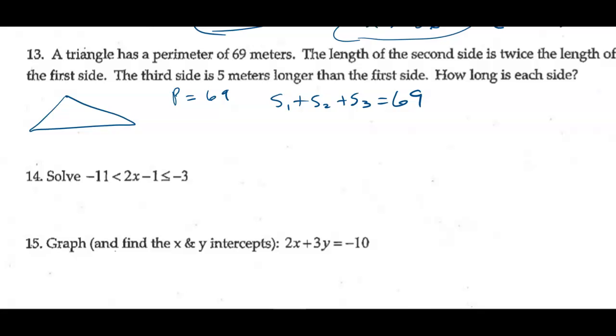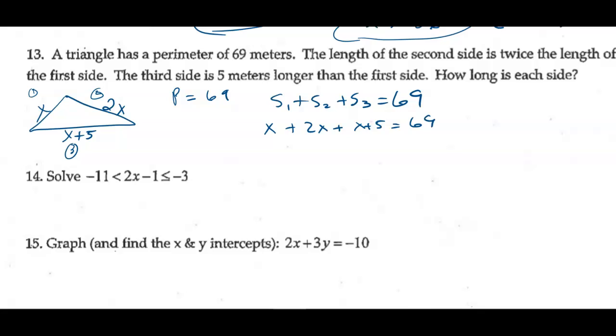The length of the second side is twice the length of the first. Well, you've got to just declare these 1, 2, 3. It doesn't matter where they are. Don't worry about interpretation in the picture. All right, so if x is the first side, the second side is twice x, and the third side is 5 meters longer than the first side. So that's x plus 5. And substitute them in. x plus 2x plus x plus 5.